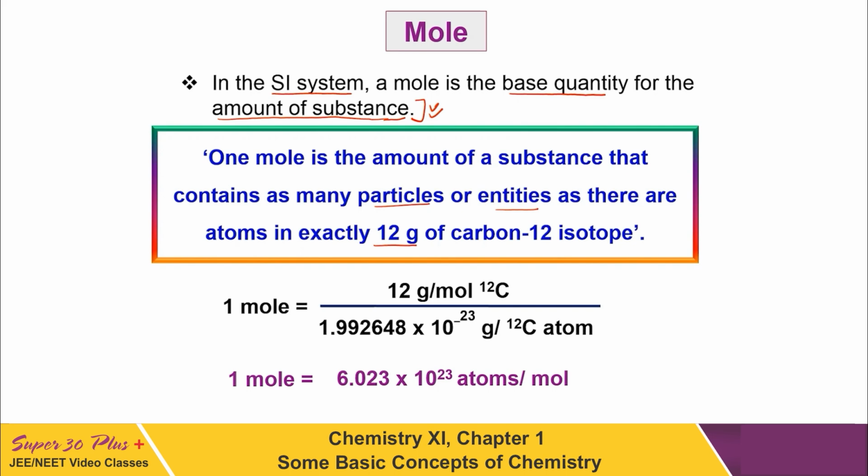So simply, 1 mole is the given mass of carbon 12 divided by 1.992648 into 10 to the power minus 23, that is the mass per carbon 12 atom. After calculation, you get the value: 1 mole is 6.023 into 10 to the power 23 atoms per mole, which is also called Avogadro's number, which we will see later in this unit.